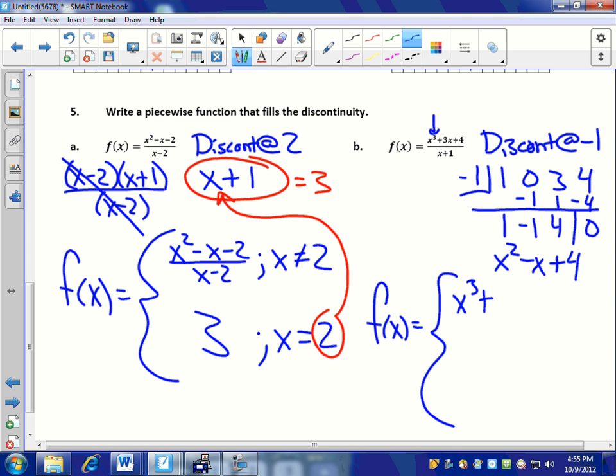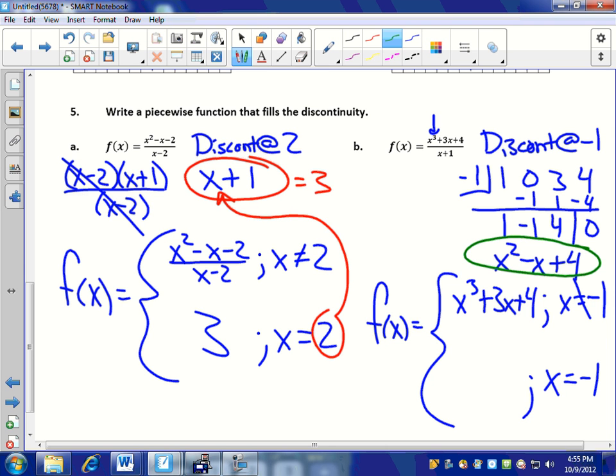So we have x to the third plus 3x plus 4, for x not equal to negative 1. But if we want to fill the discontinuity, we have to put something in for negative 1. What do we put in? Well, again, we look at what the function wants to look like. That's what it wants to look like, and it really does. It looks like that for everything except for one value, negative 1. So if we punch in negative 1, we get negative 1 squared is 1, minus negative 1 is positive 2, plus 4 is 6.